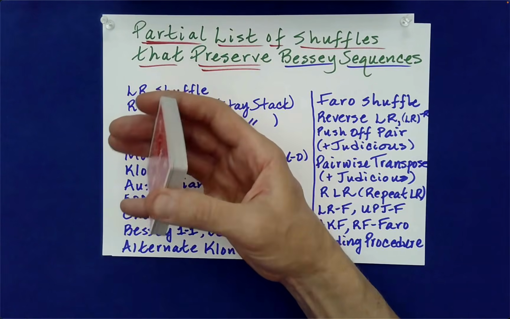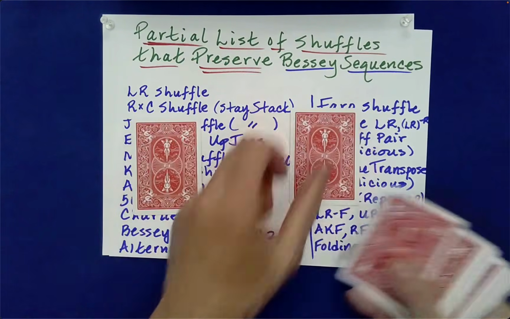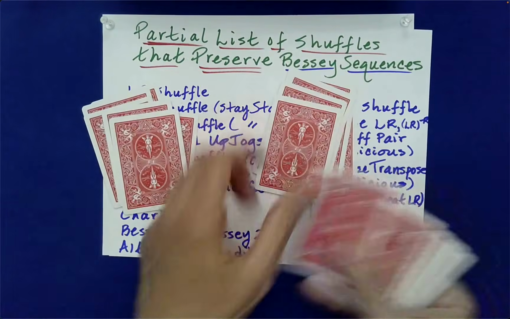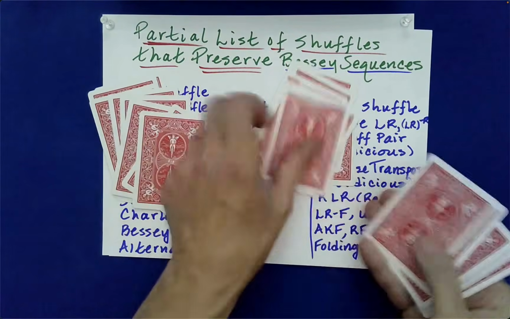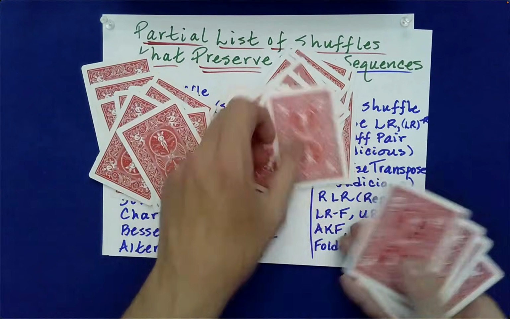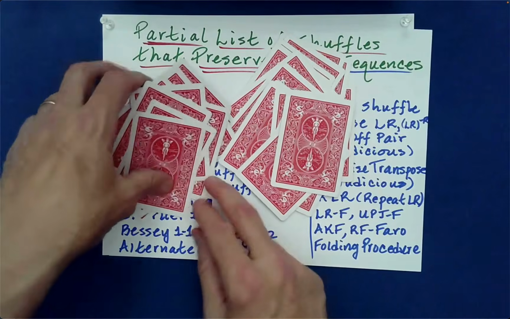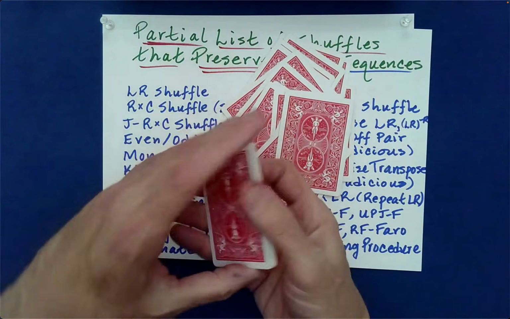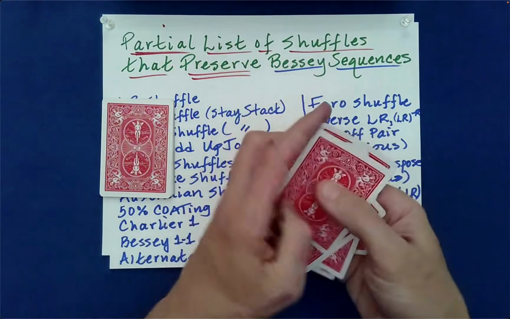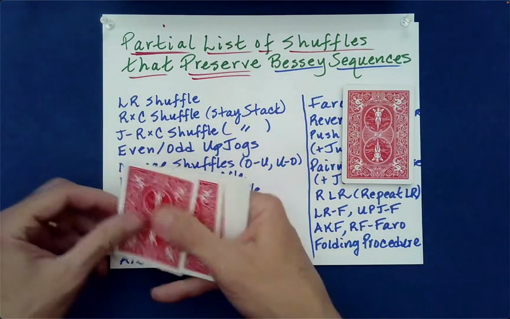Let's see. How about if we do a repeat LR? That's kind of a fun one. So this is where you go left, right, left, right. Now I want you to think about all of the mixing that's going on here. Okay, and we're not going to stack them this time. This is the repeat. So what that means is you do LR once, and then you do an LR again, and you can do as many LRs as you like, actually.